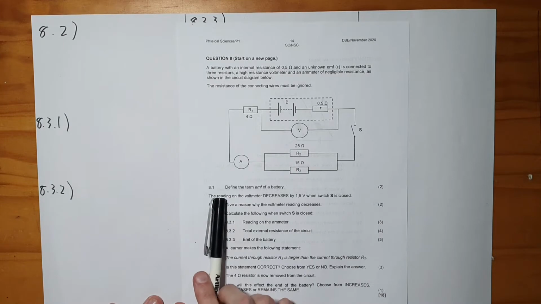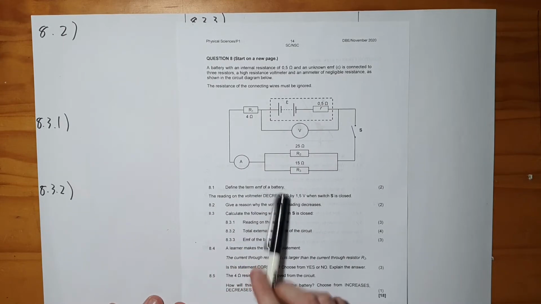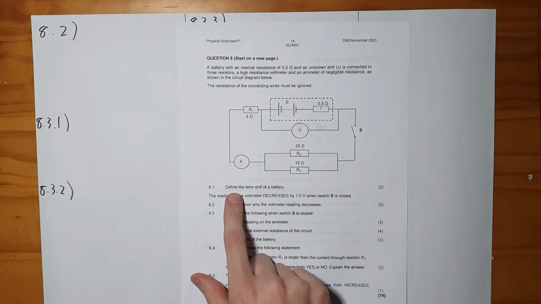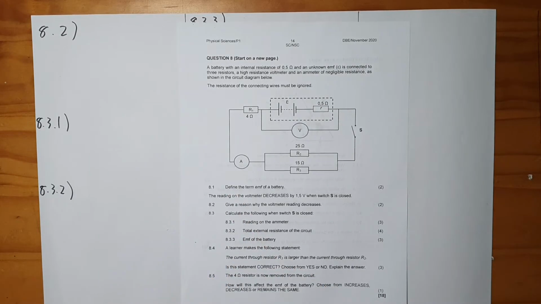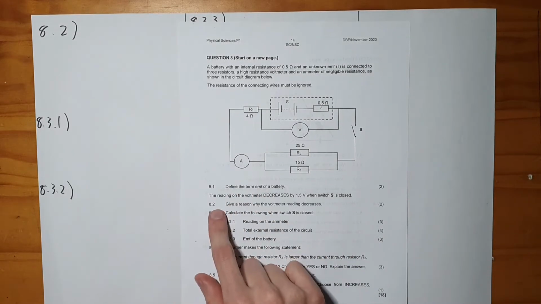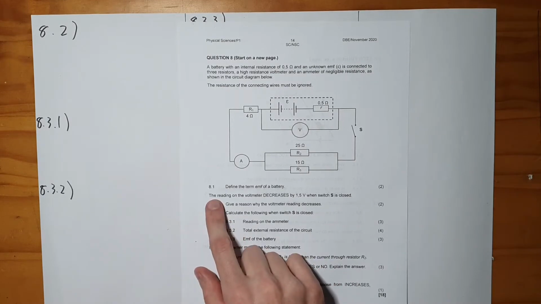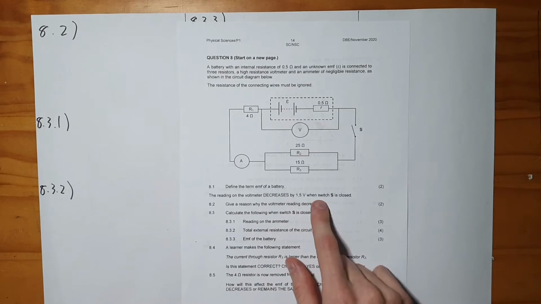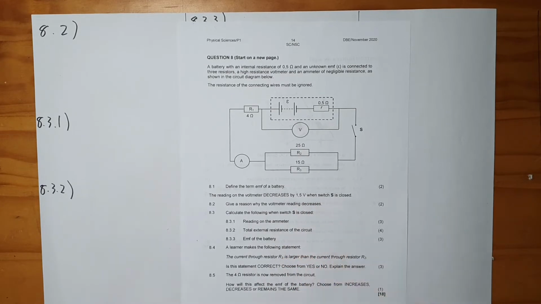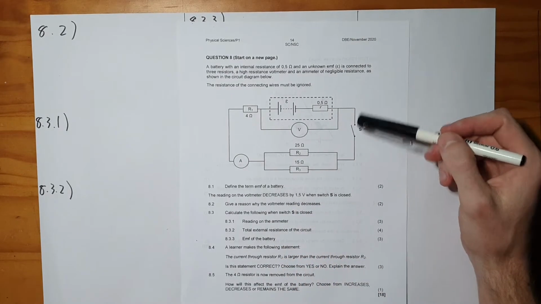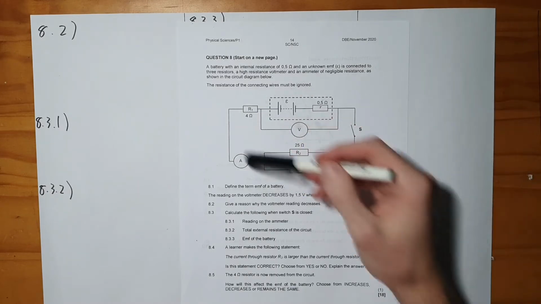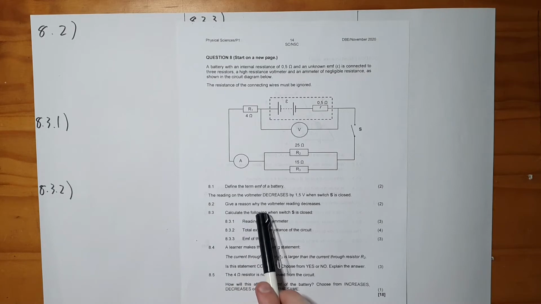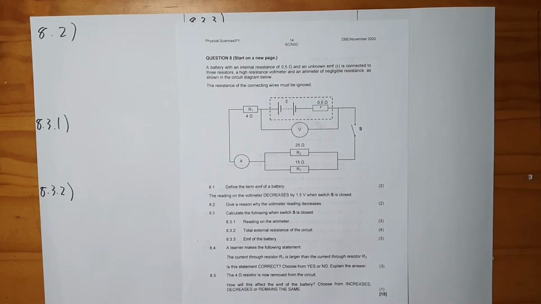So 8.1 says define the term EMF of a battery. You can go and check your definition list for the exact definition for EMF. I'm going to be starting with 8.2. It then says the reading on the voltmeter decreases by 1.5 volts when the switch S is closed. So when S is closed, there's a potential change in the circuit of 1.5 volts. Now it says give a reason why the voltmeter reading decreases.